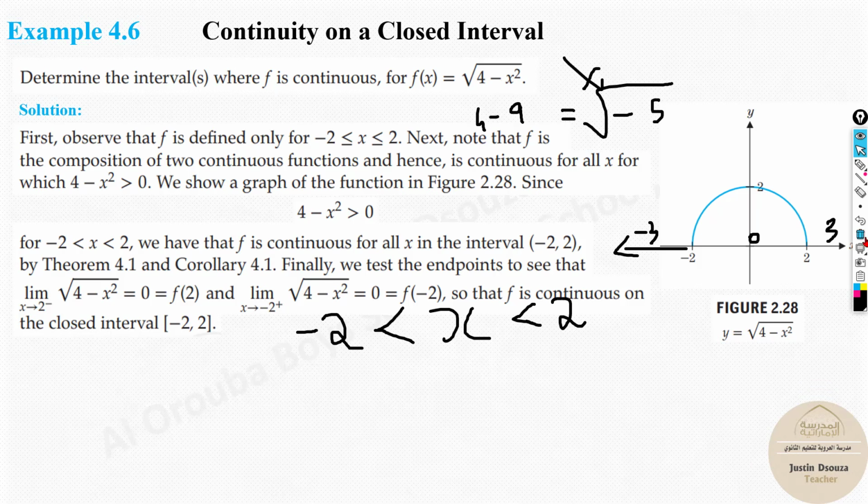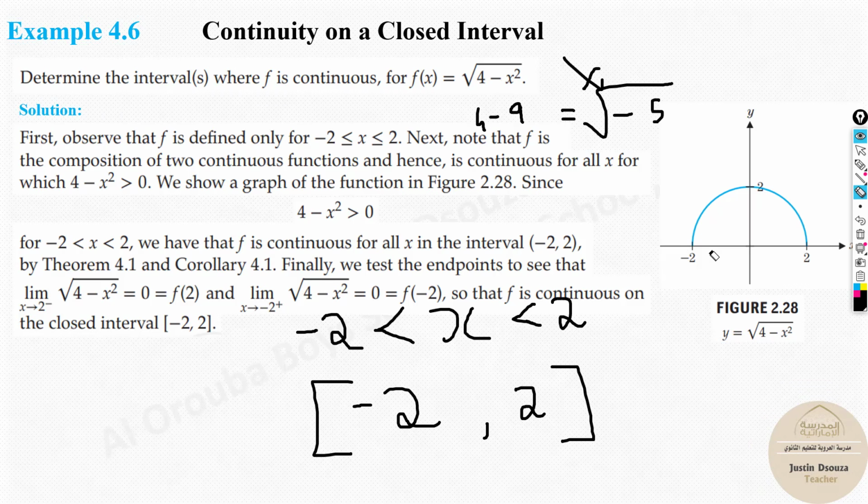So now, what is the closed interval? Anything from minus 2, and you can also have this value. So we are writing the closed interval as minus 2 and 2. Why? Because it's continuous on this particular interval, not anywhere else. From the graph we can see that anything within this range, you will get an answer. So it is only continuous from here until over here, not anything else.